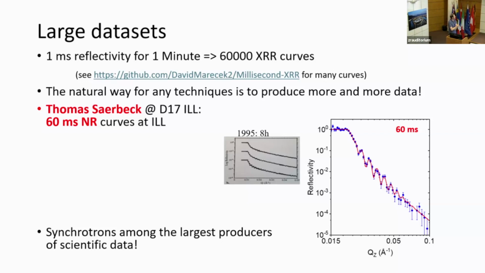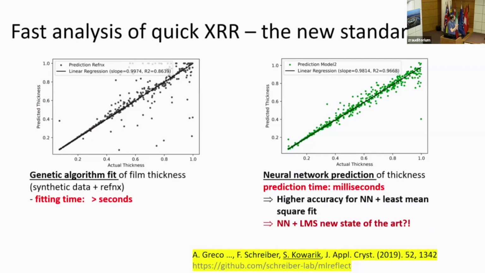So I think the natural way for any technique is to get faster, better, more data. And so it's a general trend that analyzing this data quickly is common for many of us. And so that's the point where, with Frank Schreiber's group, we have been pushing machine learning for analysis for quite some time now. And one side effect is that the machine learning predictions are fast, and we can predict a lot of curves. But I also want to stress that maybe they're even better than what we have so far.